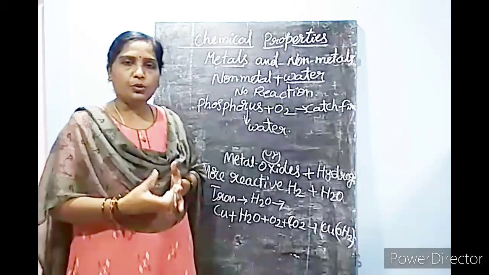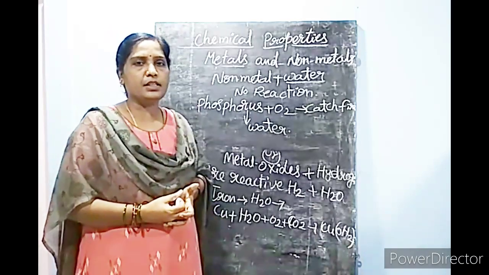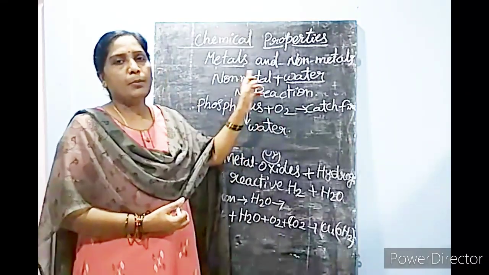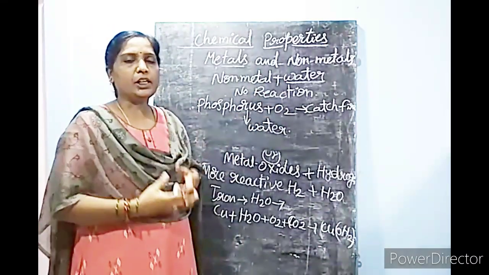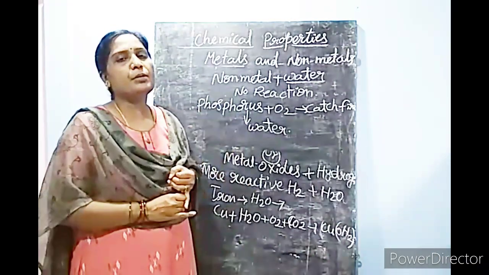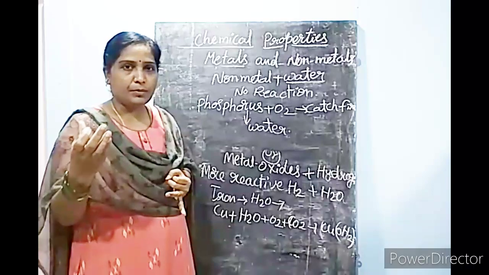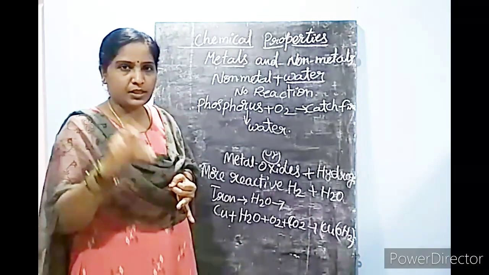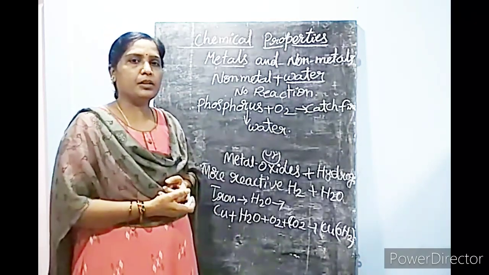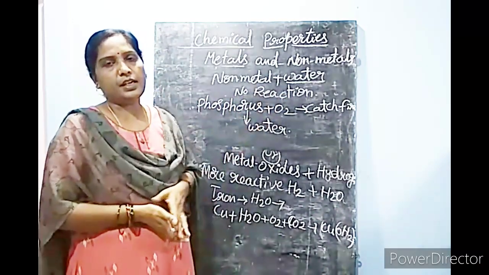So understood, children? Today we discussed the reaction of metals and non-metals with oxygen. When metals react with oxygen, they form metal oxides, and metal oxides are basic in nature. We saw the magnesium example: when a magnesium ribbon is burned, magnesium oxide is formed. We dipped that magnesium oxide in water and tested with red litmus. It turned into blue litmus paper, which shows that metal oxides are basic in nature.